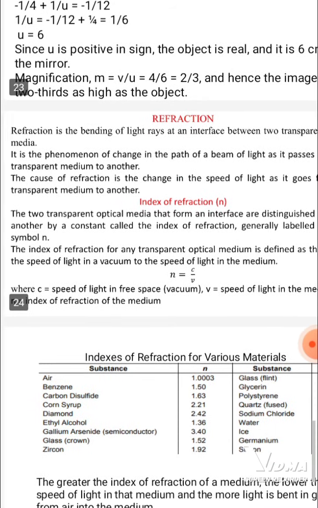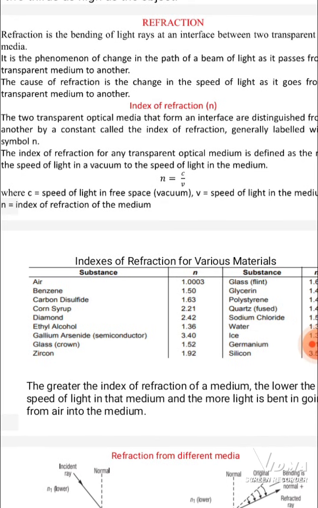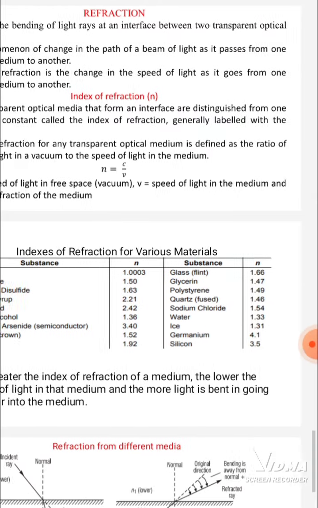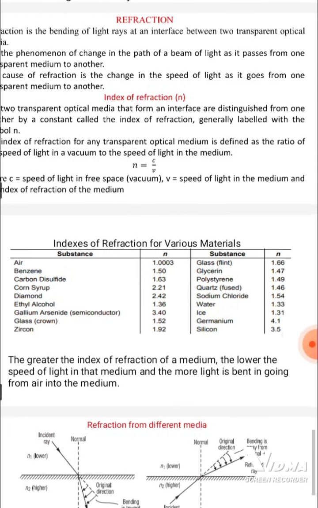We cannot talk of refraction without talking of the index of refraction, which is given by small letter n. Now, light is passing from one medium to another. If it is passing from one medium to another, that means you have two media involved.